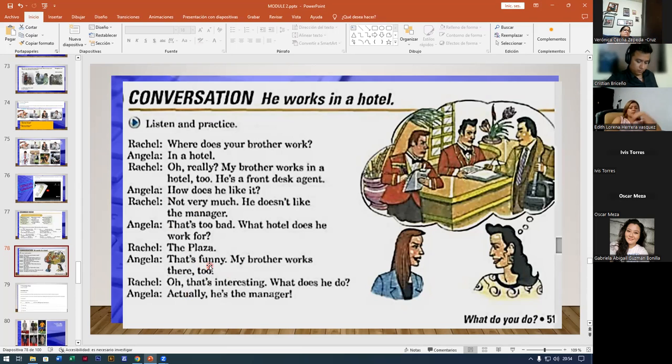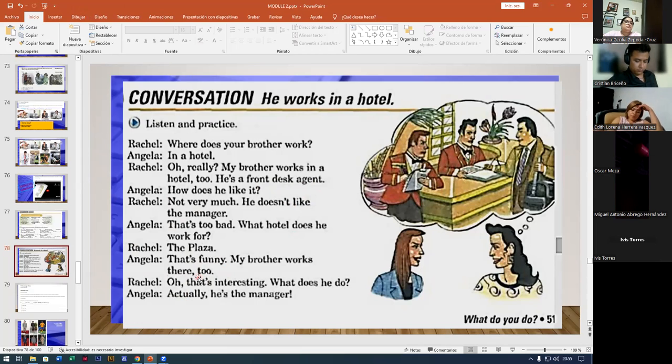Agent. Oh, agent. Agent is like the receptionist, because it's the front desk agent. El recepcionista. It's another way to call the receptionist. Interesting. Interesante. That's interesting.